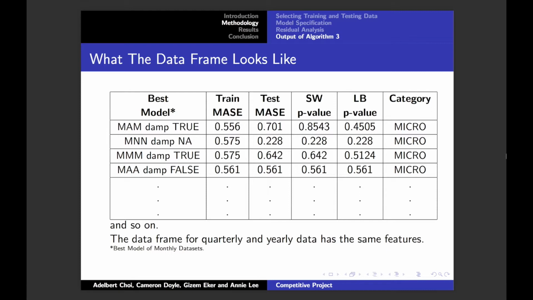Here is an example of the data frame produced by the function. We have the best model selected for each time series, the MAC for both the training and test sets, the results of the Shapiro-Wilk and Young-Buck's significance tests, and the category of the data series. In this format, it's very easy to produce a summary table for the statistics of interest.